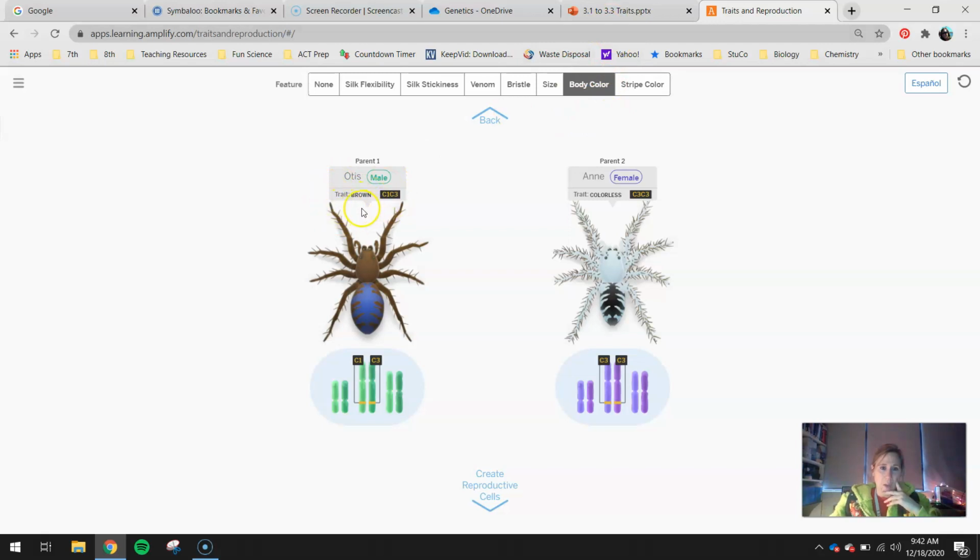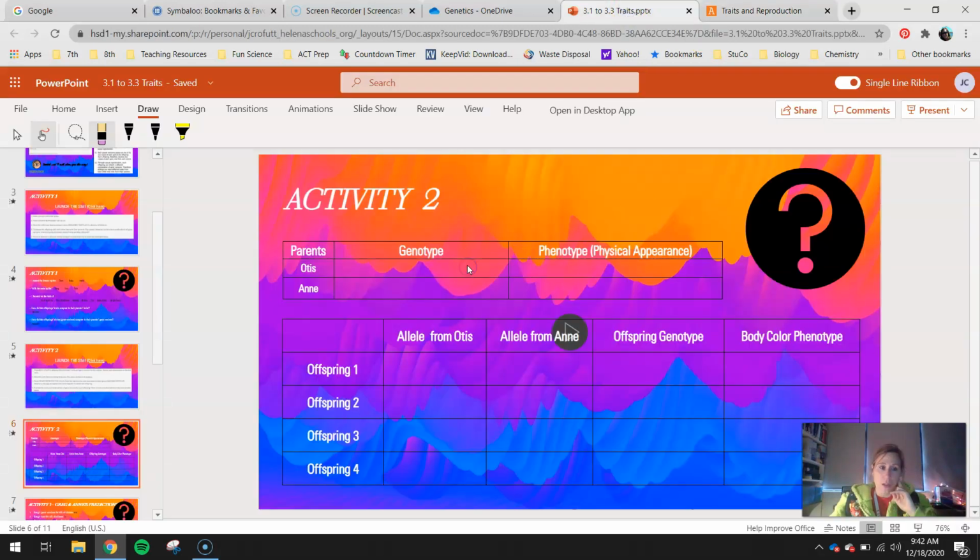Otis has the phenotype of a brown body color. His genotype is C1C3. Ann, on the other hand, is colorless. Hers is C3C3. So you guys would go in here, you would click, and you would say, all right, here's my cursor. That's why I couldn't click. Make sure if you guys can't click that you go back and change it to your cursor. That was what I did wrong.